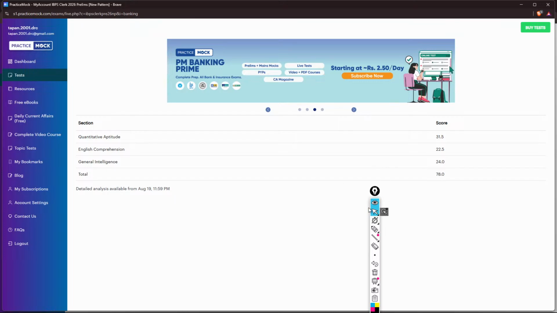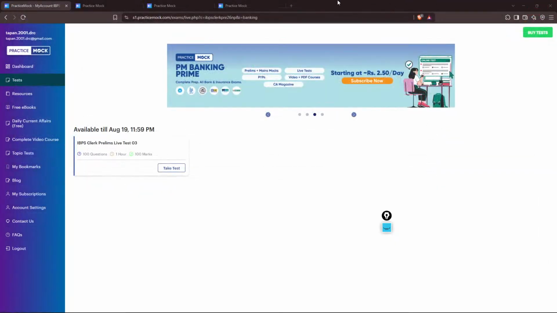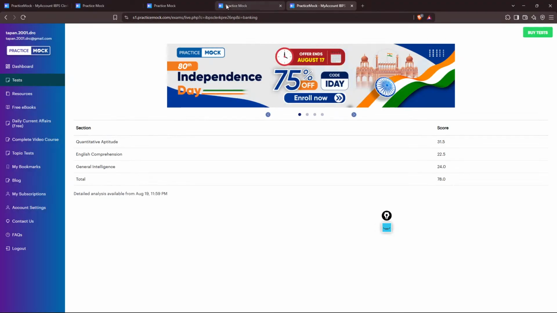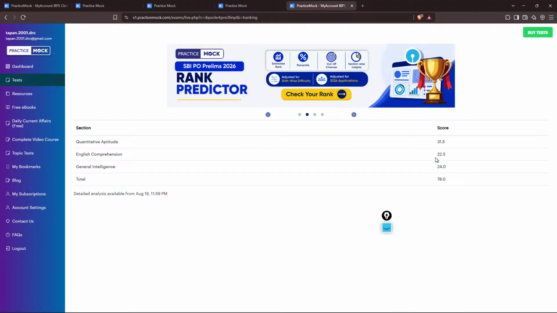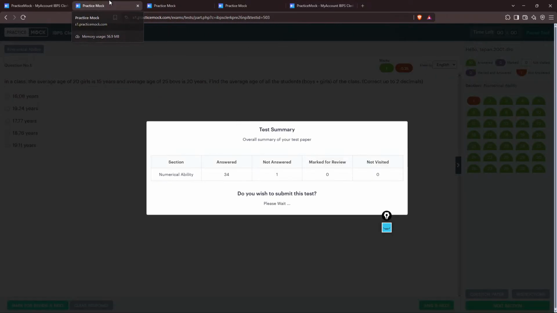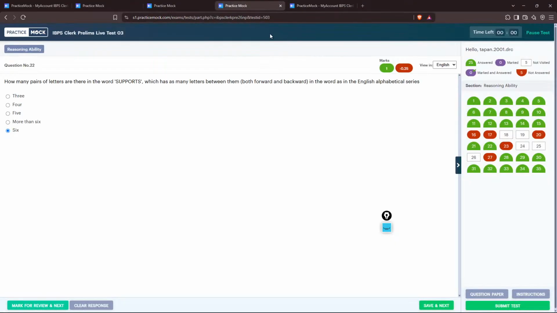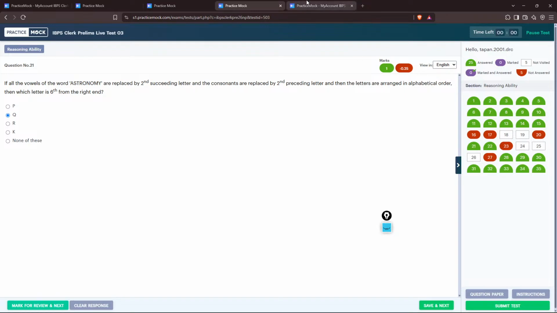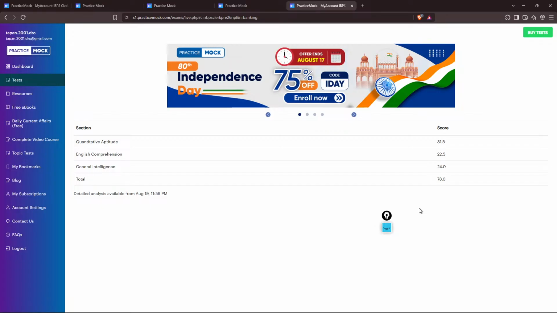I cannot see the exact answers currently, but in English, it's not that good, right? In English, I attempted 30 and got 22.5, so 5 got wrong in English. In quants, I attempted 34 and got 31, so 2 got wrong. And in reasoning, this was not attempted. So 24, 24. Quite satisfactory, but I think in English, I need to work a bit more.